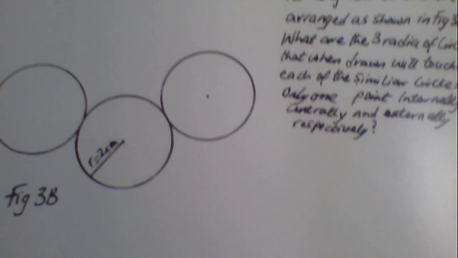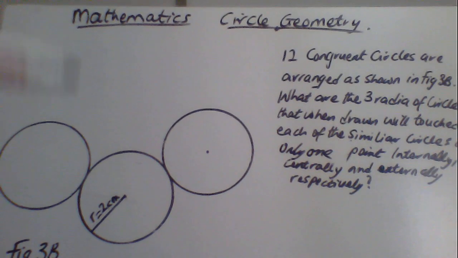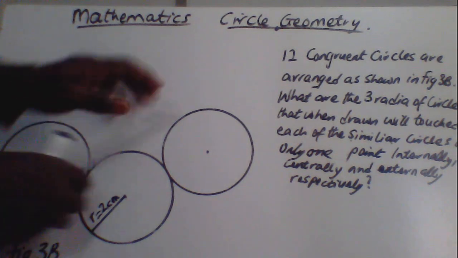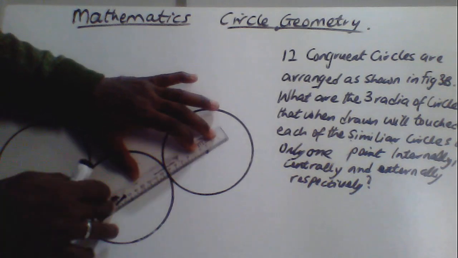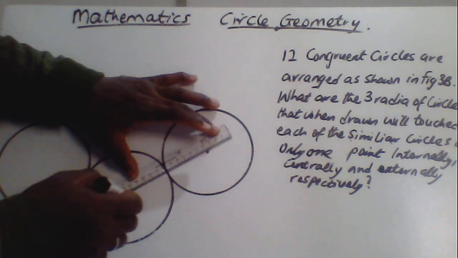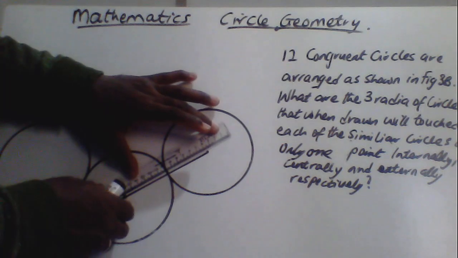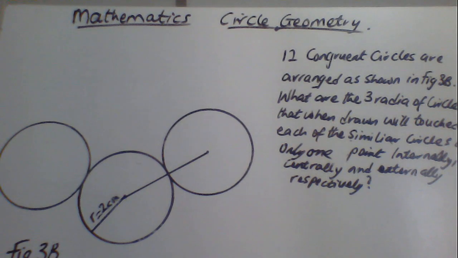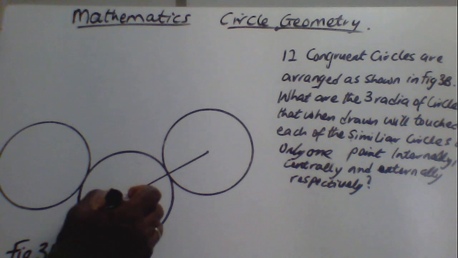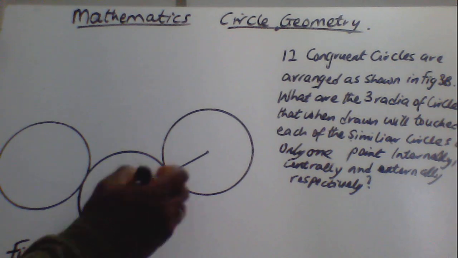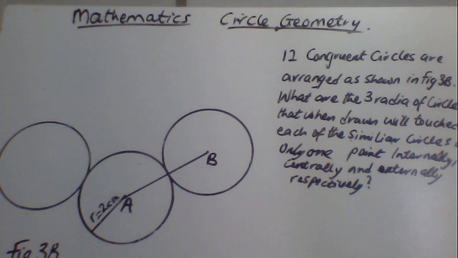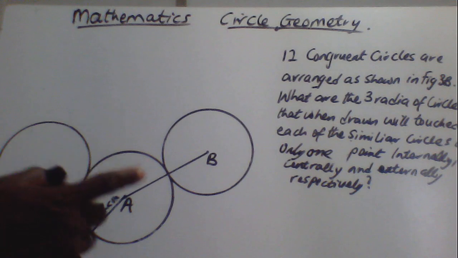The first thing you have to do is make some construction using any two consecutive circles. So let's use these two circles. Let's join their radii. This is a construction. Once you do that, the next thing is to give them labels. Call this point at the center A. Call this one B.